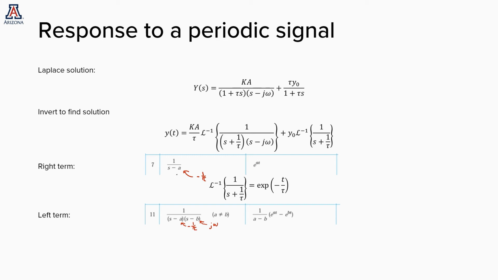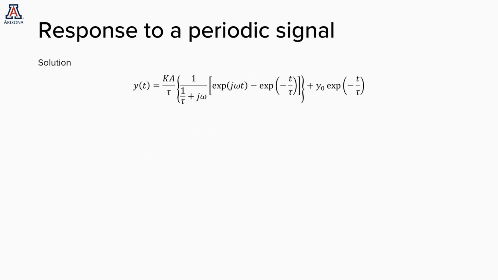So if we substitute that into the inverse Laplace transform given by the table, we result in a 1 over tau plus j omega, and then you've got that times two different exponential pieces. And one of those is going to be a transient piece, and one of those is going to be something that's periodic and doesn't grow or decay.